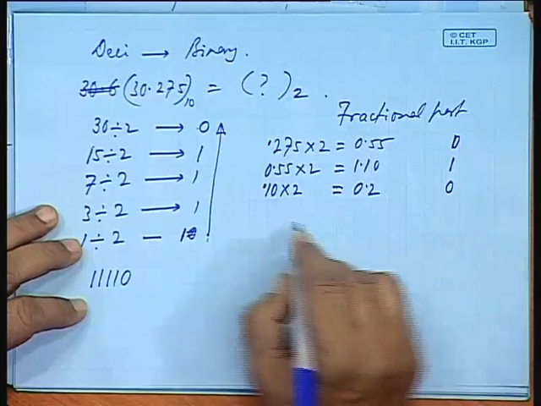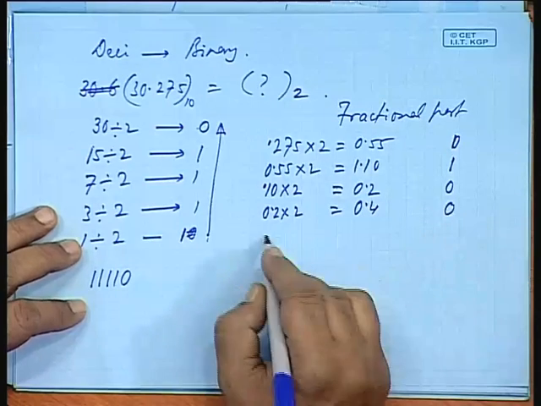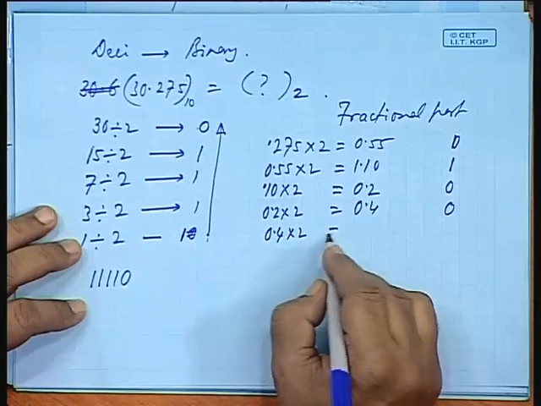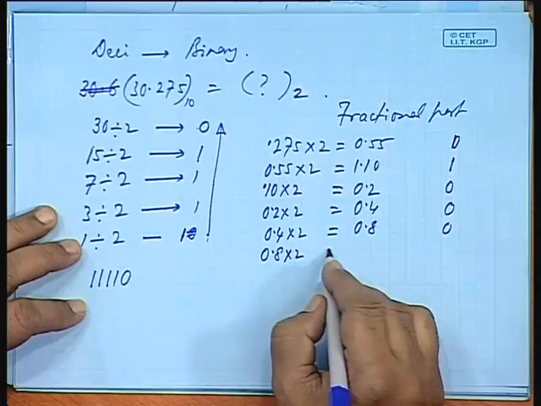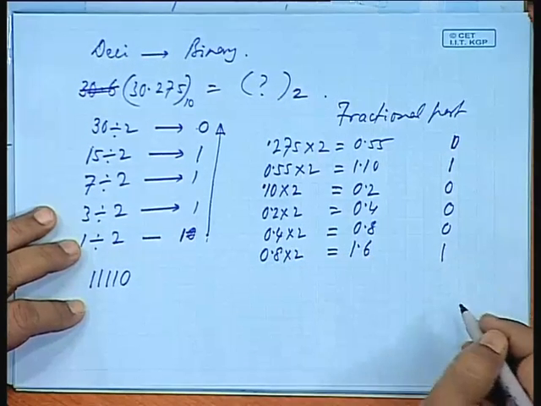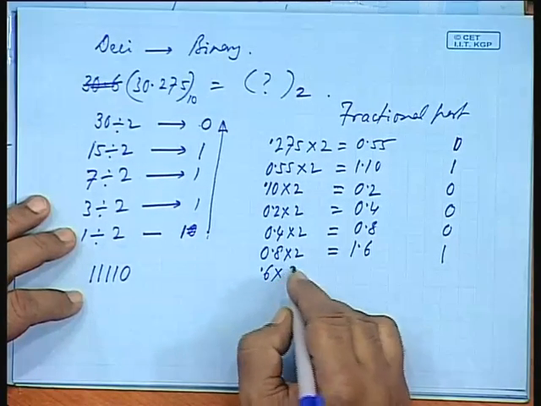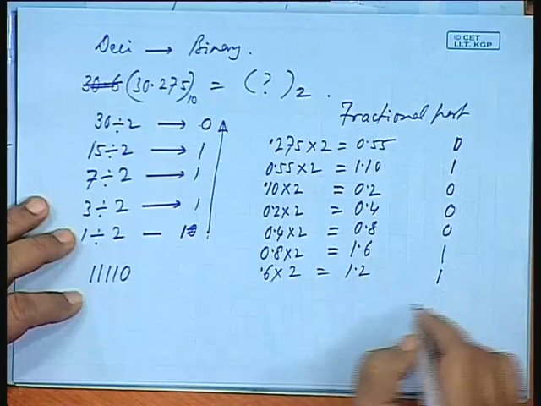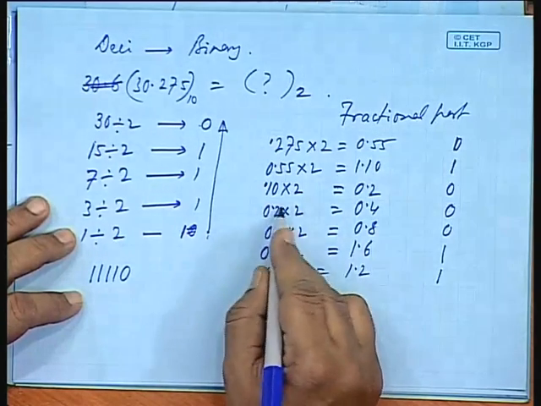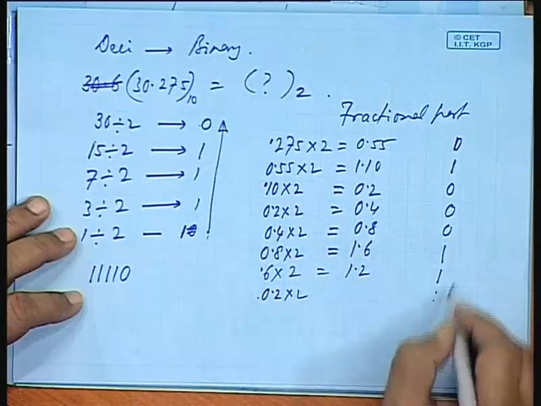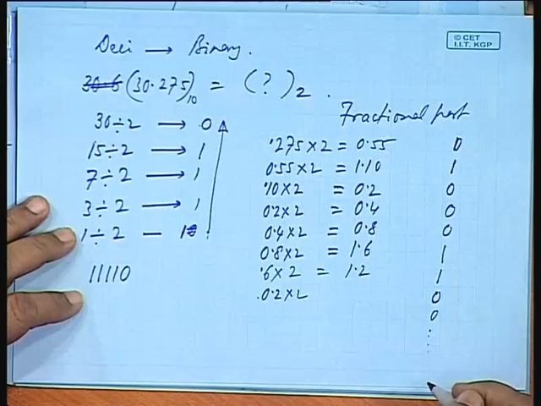0.2 into 2, 0. 0.4 into 2, that is 0. 0.8 into 2 is 1.6, so 1, all right. Is this okay? And then 0.6 into 2 is 1.2, is 1, again 0.2. So if it is 0.2, you are coming back to this same place. So it will continue again 0 0 like that, 1 1 and so on.